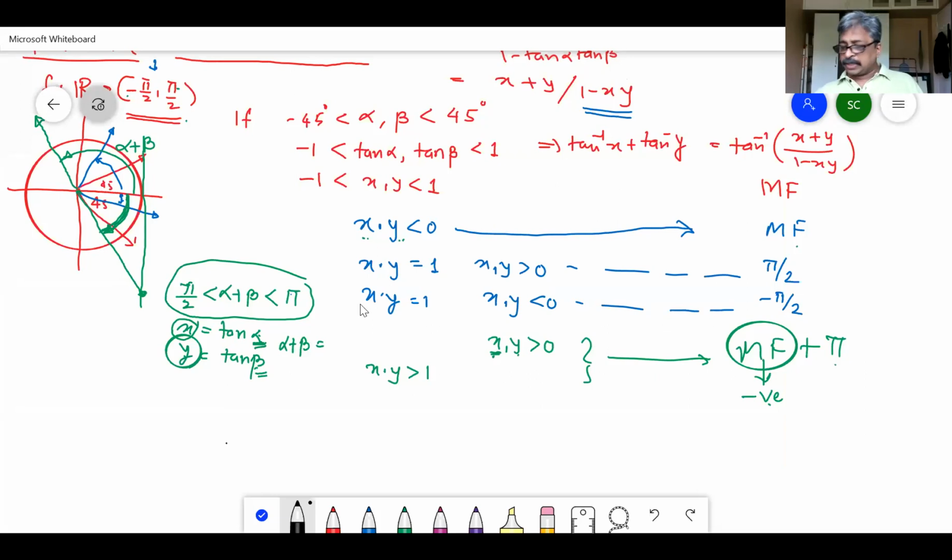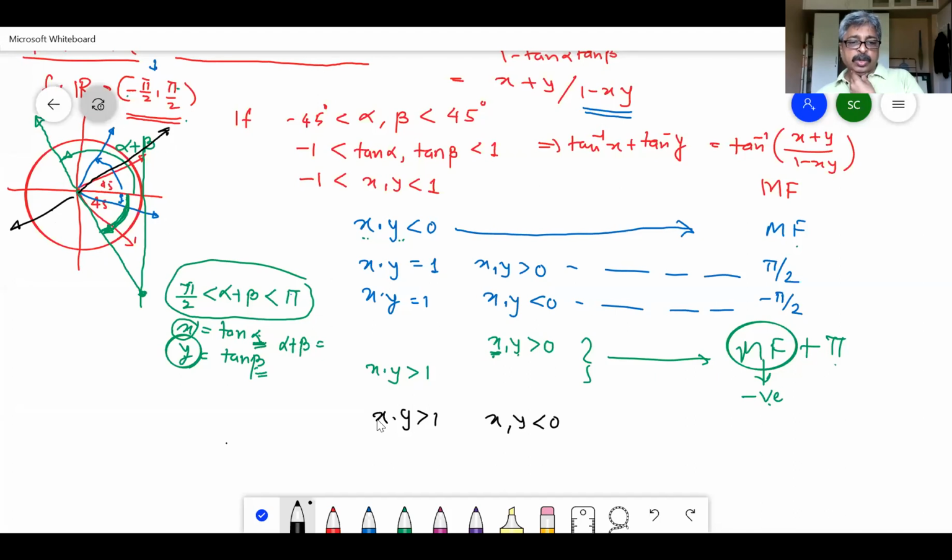Now the only one case which is remaining is x into y is greater than 1 and both of them are negative. X into y is greater than 1 and x comma y are less than 0. So in that case, both of them are less than 0. That means both of them are in fourth quadrant. When they get added, alpha plus beta, of course they will be in third quadrant. But if the angle is in third quadrant, its corresponding tan is going to be positive.